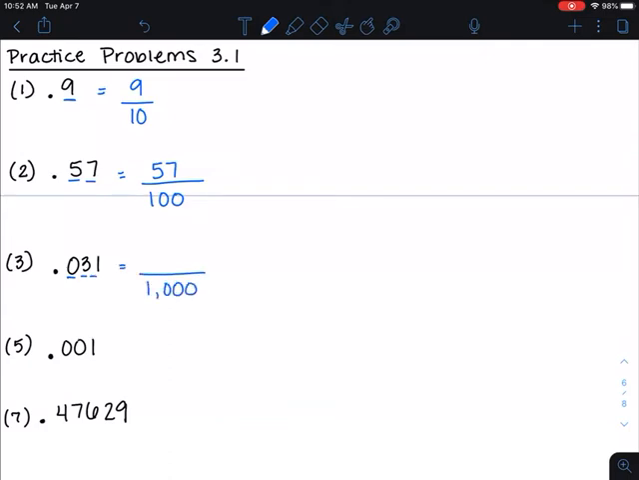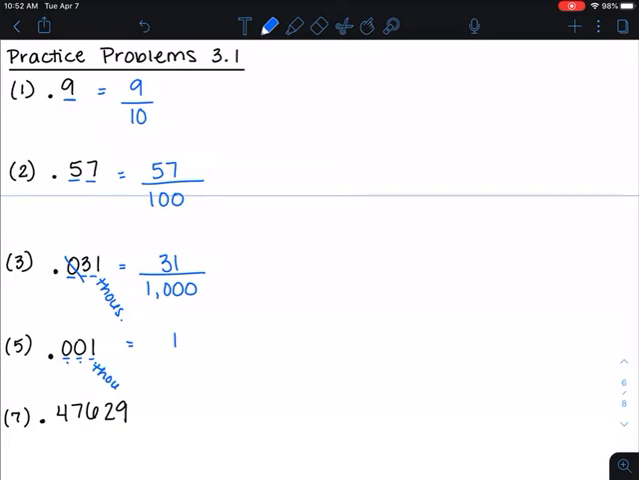Number 3, I have 3 spots behind the decimal, so I will have 3 zeros in my denominator. I do not need to write the 0. I do not need to put it like that. I can just put 31 thousandths. This is the thousandth spot.